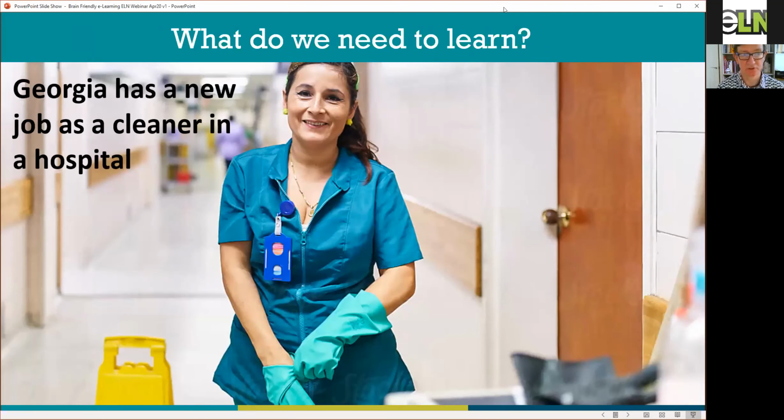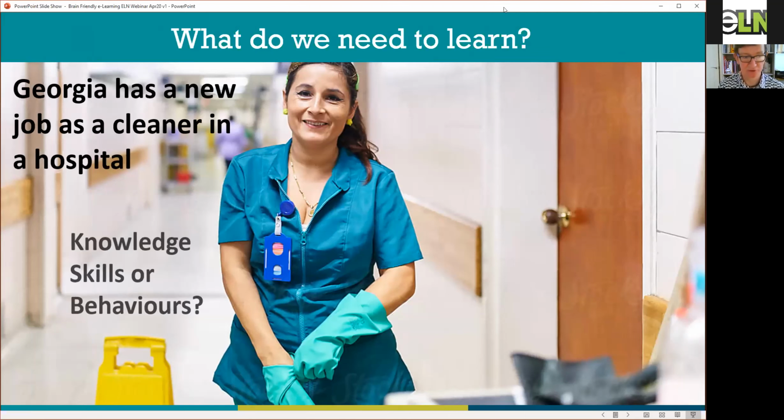So if I use an example, Georgia has a new job as a cleaner in a hospital. What do you think we're going to focus on? Do you think she needs to be taught knowledge, skills, or behaviors? Just type into the chat window. You've got Georgia as your new employee, she's going to be a cleaner in your hospital. What sort of things do you think you're going to need to teach Georgia? Okay, Rachel, all, Andrew, all, Kim, all three. Good, well done. Skills, Tracy. Yes, good. Okay, all of them. I'd agree, all of them.